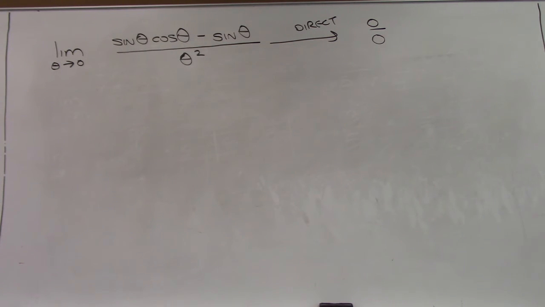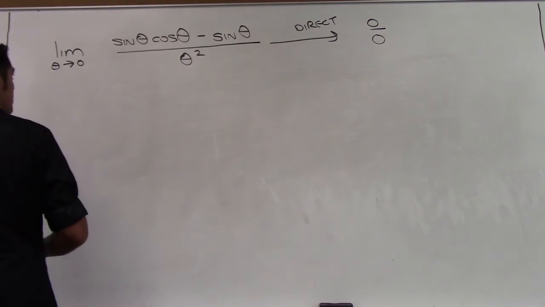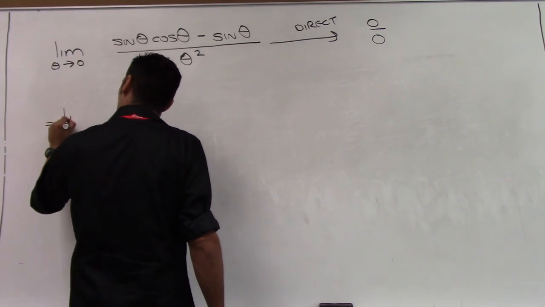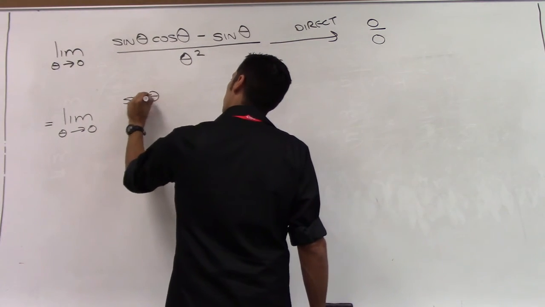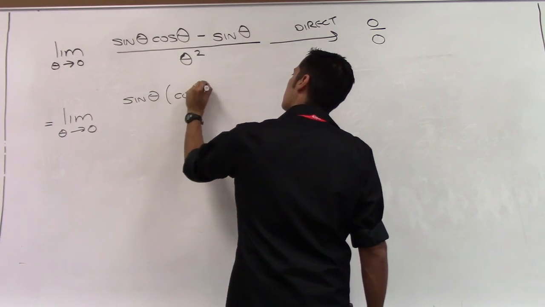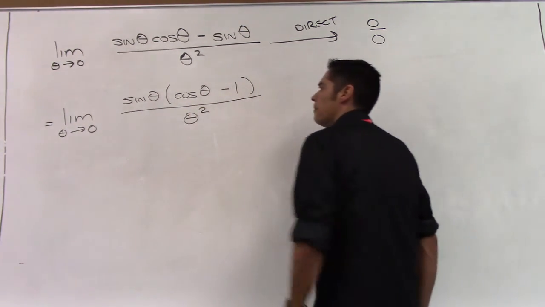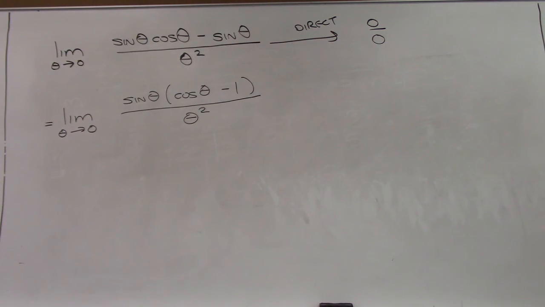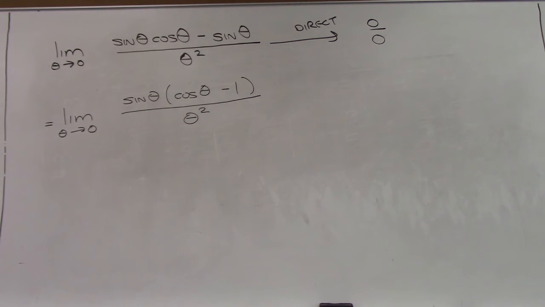So we need some algebra. Anybody see what we can do? You can factor a sine out of the numerator. Good. Sine theta, you're left with cosine theta minus 1 over theta squared, right? The identity is cosine squared minus 1. Yeah, we can't get to it that way. It's good though that you're thinking that way, but I don't think I can get to it that way.